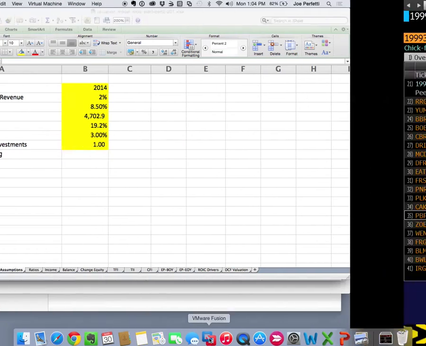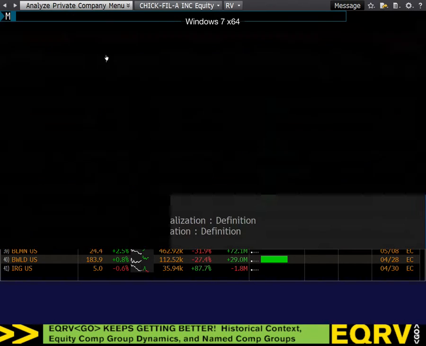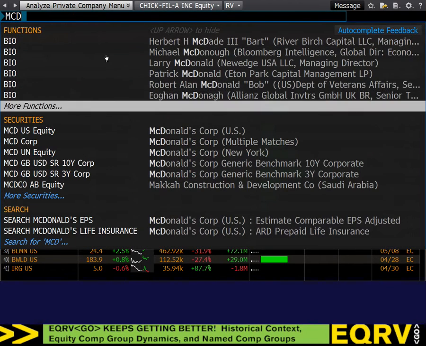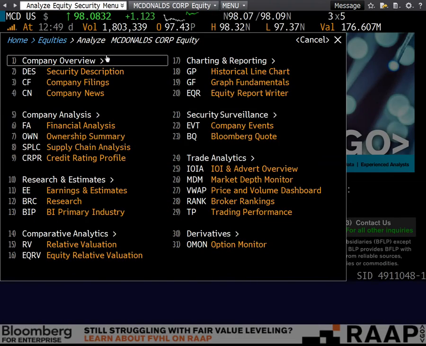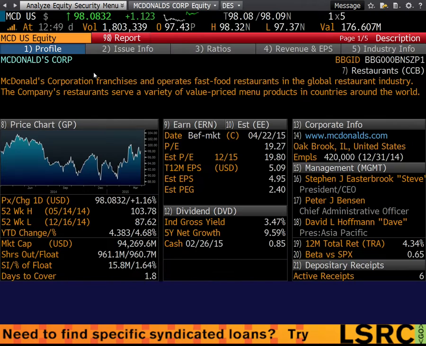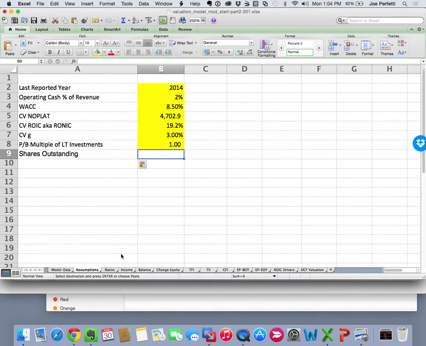Now in Bloomberg, the screen to get that, you look up the company, in this case McDonald's, and then you type in DES for the security description, and on the first page of the security description is the current shares outstanding for McDonald's. So 961.1 is their last reported shares outstanding. So 961.1 is the shares outstanding we use.